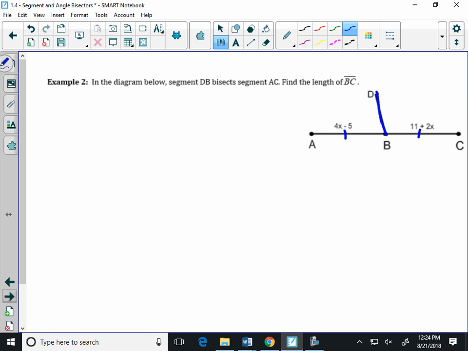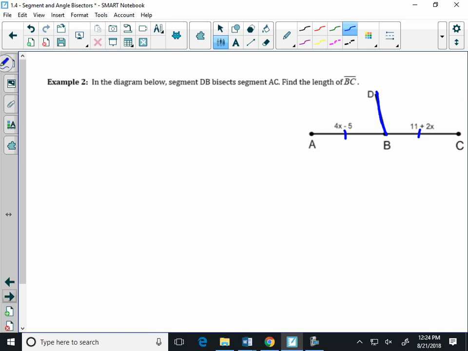What's a little bit different about these directions? They're telling you to find the length of BC, not x. Good. Last question it said find x. This time around they're asking us to find actual length, right? But what do you think we have to find anyways to be able to find that length? X. Even though it doesn't specifically state in the directions to find x, you have to find it anyways to find that length. So we have a bisector. What are we going to do with those two expressions?